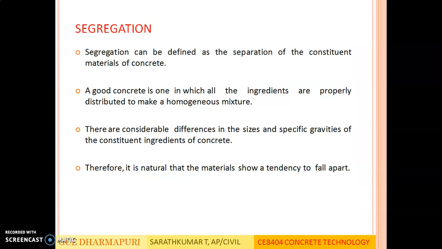So the next one is segregation. Segregation is a problem in freshly made concrete when placing in the form or mold. Segregation can be defined as the separation of the constituent materials of concrete. A good concrete is one in which all the ingredients are properly distributed to make a homogeneous mixture. There are considerable differences in the sizes and specific gravities of the constituent ingredients of concrete. Therefore, it is natural that the materials show a tendency to fall apart. So segregation is, on the whole, the coarse aggregate part of the concrete getting separated from fine aggregate and cement.